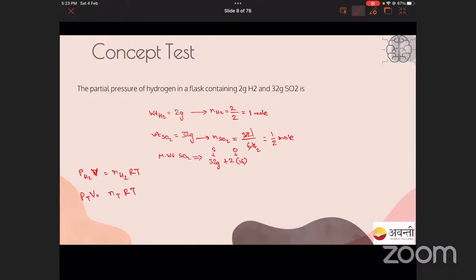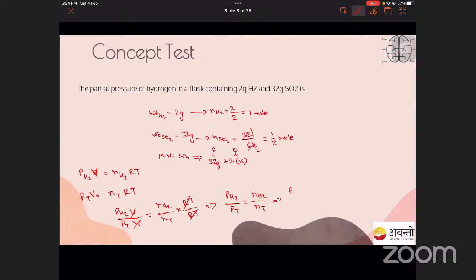Now, how to relate between these two? Just take a ratio of PH2 by P total. V by V is there, both will be cancelled out. And then NH2 by N total into RT by RT, both will be cancelled out. Now, at last, what are we left with? Pressure of H2 gas by total pressure is equal to number of moles of H2 gas by total number of moles. What is total number of moles here? Nothing but moles of hydrogen gas plus number of moles of sulfur dioxide gas, right?